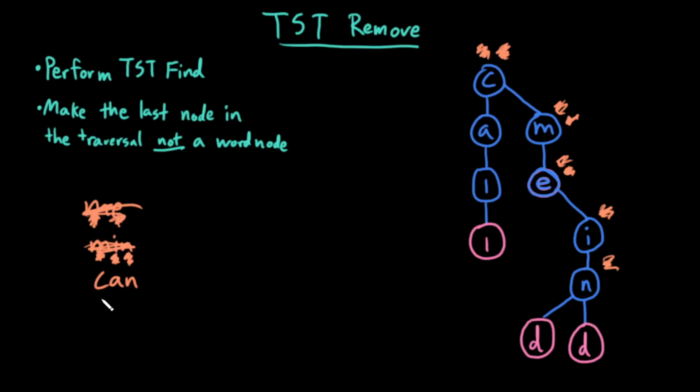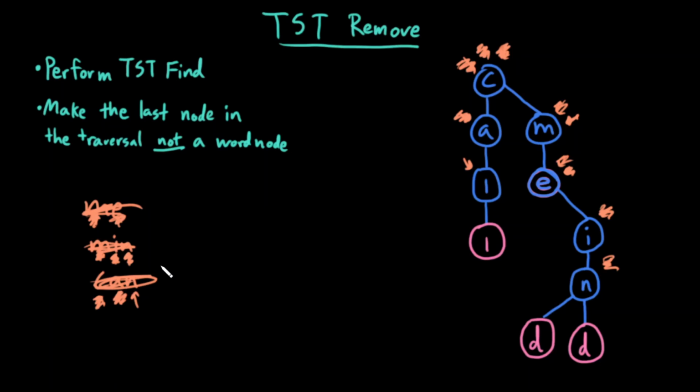Okay, now the word can. I start at the root, start at the first letter. C equals C, so I go to the next letter. I go straight down. A equals A, so I go to the next letter. I go straight down. N is greater than L, so I traverse right. Uh-oh, there is no right child. Therefore, can doesn't exist in this TST, so I'm done. I don't have to do anything to remove it.